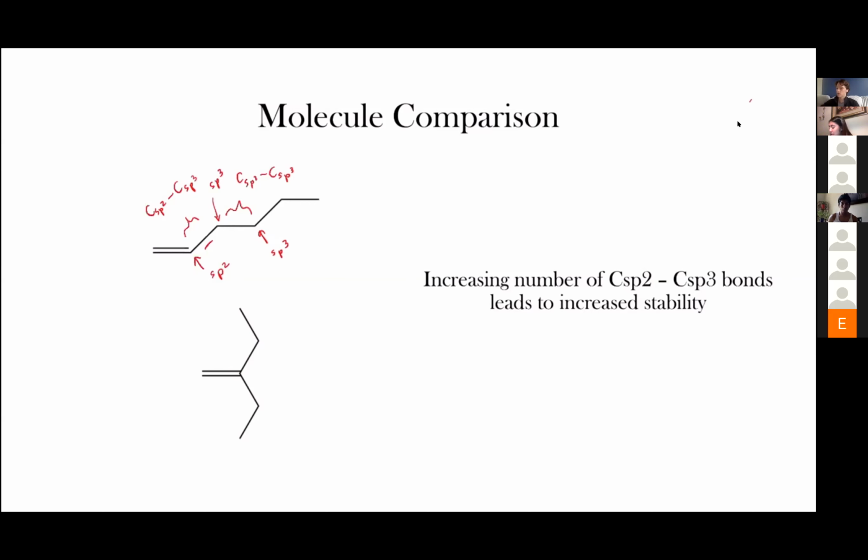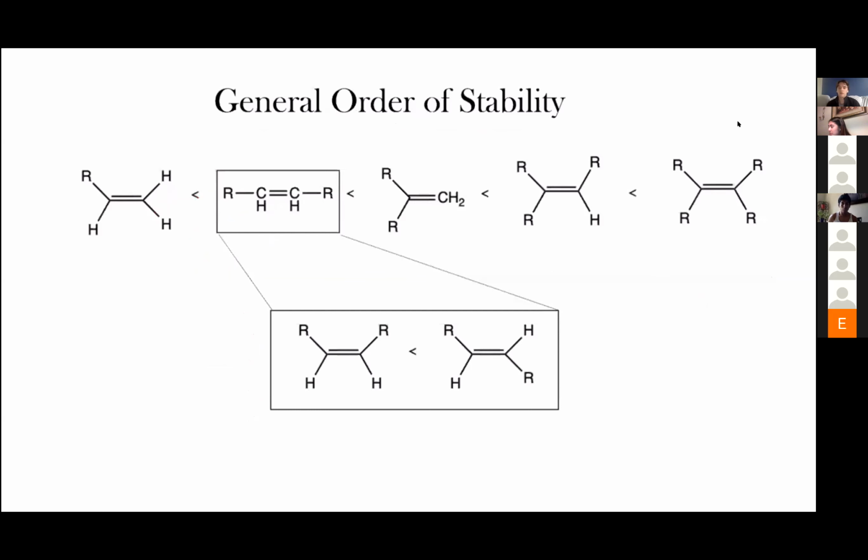And here is a general order of stability. And remember, R groups just means the rest of the molecule, usually implying that it's just some sort of carbon chain or carbon whatever attached to it, okay? So as you increase the number of carbons or the number of alkyl groups around the double bond, you increase stability. But let's also just one quick point about this one in the box.